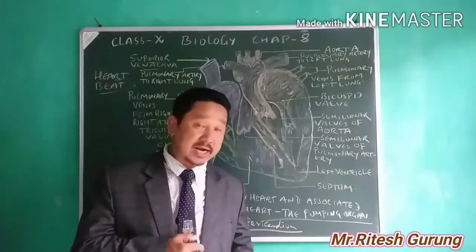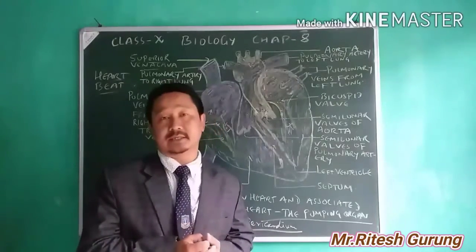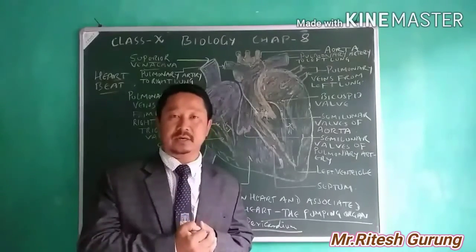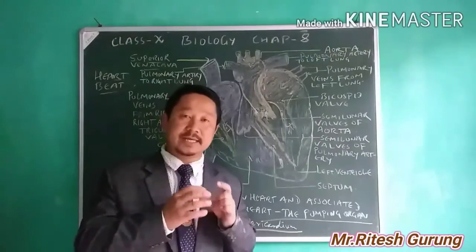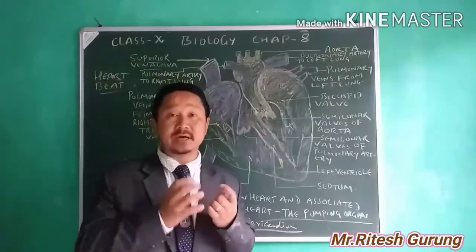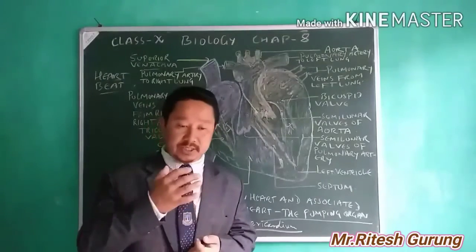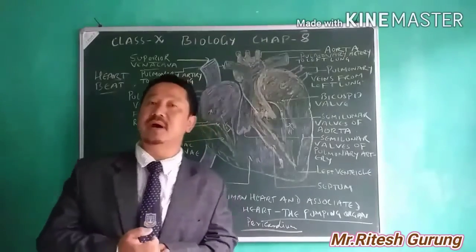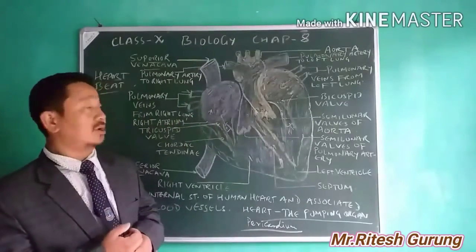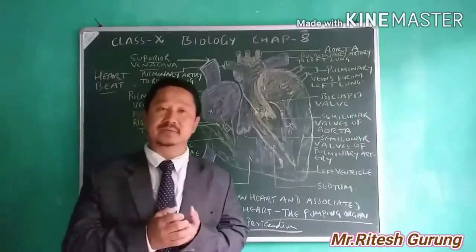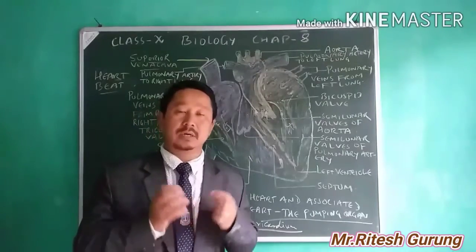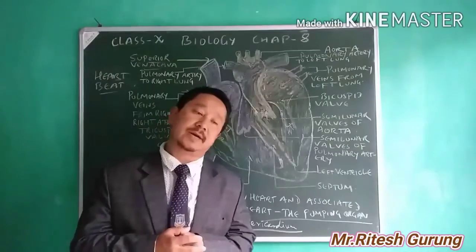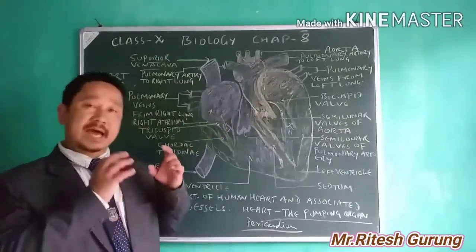This contraction and relaxation of the heart take place in sequence, in rhythm. This continuous contraction and relaxation of the heart is called your heartbeat. That produces a kind of sound, like lub-dub. So that is heartbeat. All right, so how does it happen?